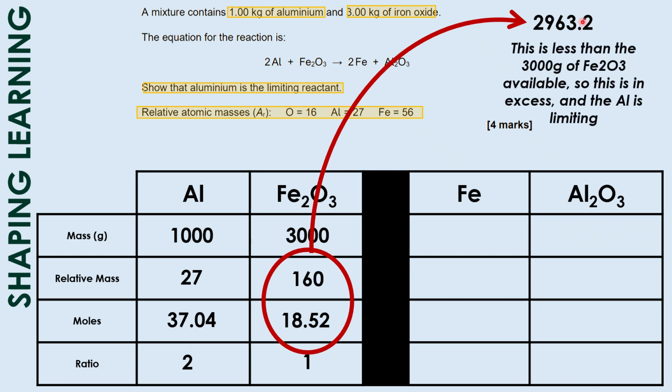So that's the sentence I could put at the end, obviously with subscripts and not big numbers there, apologies, a bit of a typo there. But this number that I've worked out that I need to react with this 1,000 grams of aluminium is less than the iron oxide that's available. So that means there's going to be some of this iron oxide left over, and that means the aluminium is going to run out first, which means it's limiting.